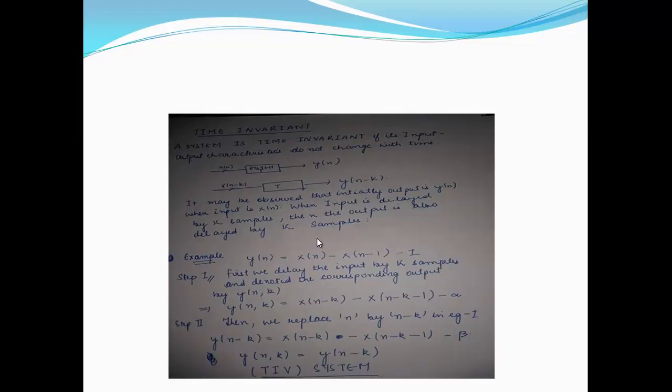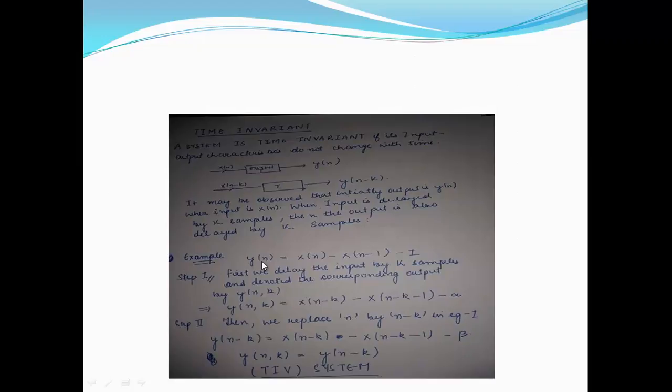So you will be given a system, for example the simplest one, y(n) = x(n) − x(n−1). You have to check whether the system is time invariant or not. Fine. So what will you do? What is the first step?